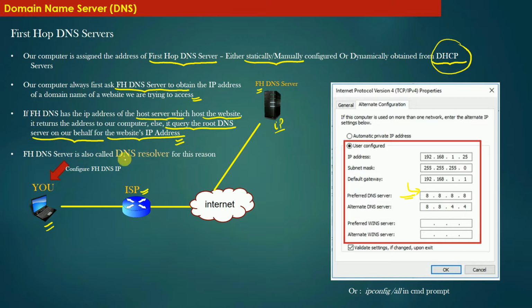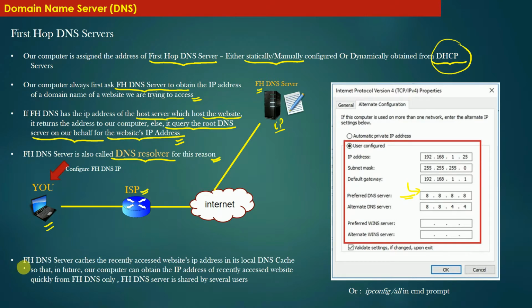First hop DNS servers are also called DNS resolvers. And what is the reason? The reason is that the first hop DNS server takes the responsibility to query the entire DNS system to obtain the IP address of the website you are trying to access. So the first hop DNS server is an interface between you and the rest of the DNS system. And it is the first hop DNS server that will bring an IP address for the website you are trying to access from the DNS system.